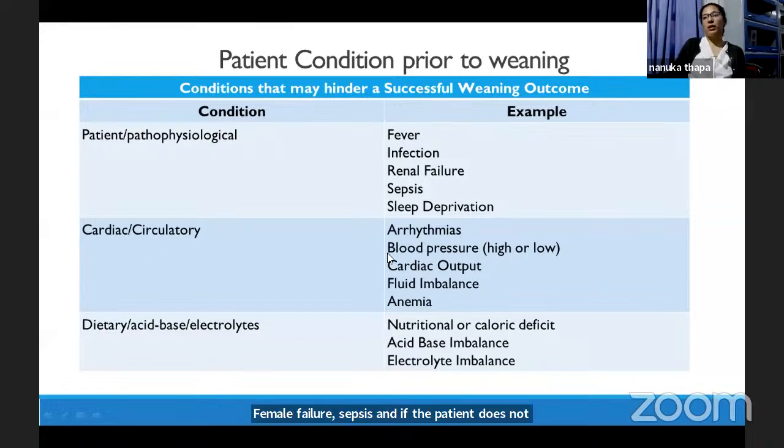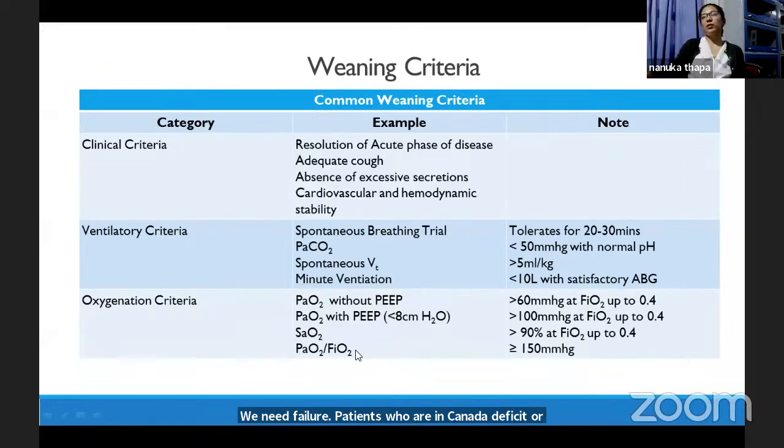Other cardiac factors that we need to take into consideration are absence of arrhythmias, a normal blood pressure, normal cardiac output, and a normal fluid balance; the patient should not be dehydrated or have fluid overload. Patients having severe anemia, HB less than 7, have a high chance of weaning failure. Patients who are in calorie deficit or those who have acid-base imbalance and electrolyte imbalance often lead to weaning failure.